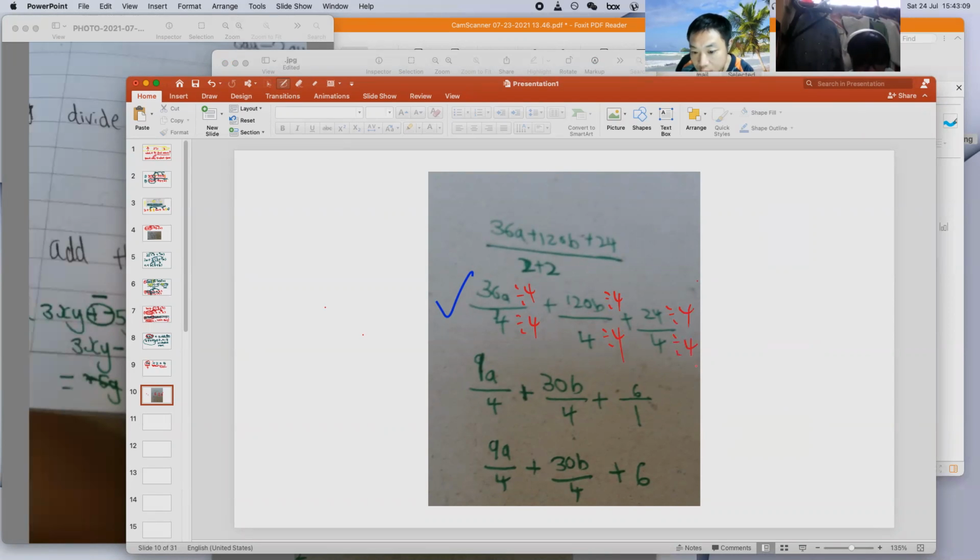Okay, let's try out. Let's say you have 100 here, and let's say you have 50 here. What's your first step if you want to simplify this? You do divide by? How to simplify?